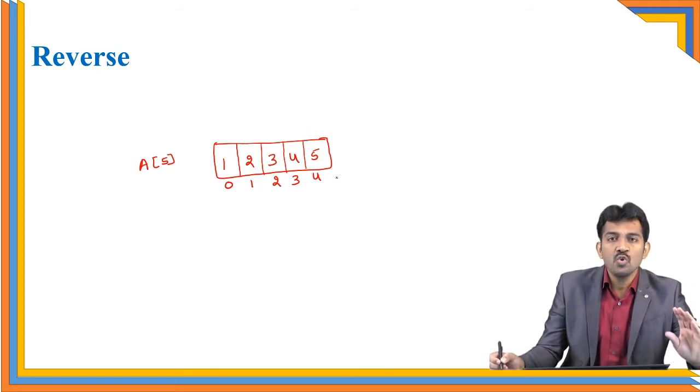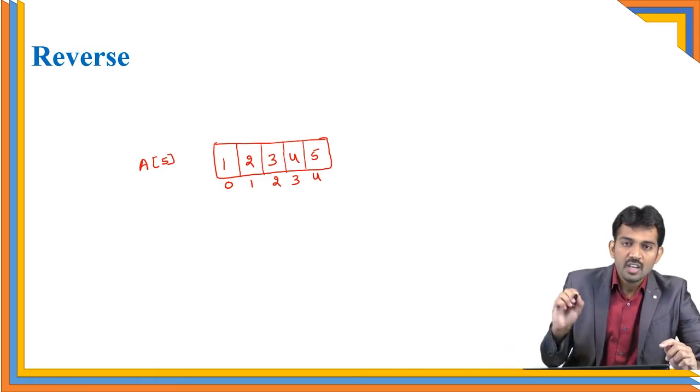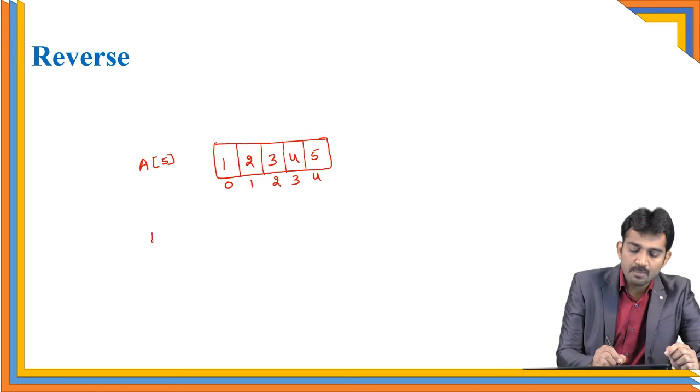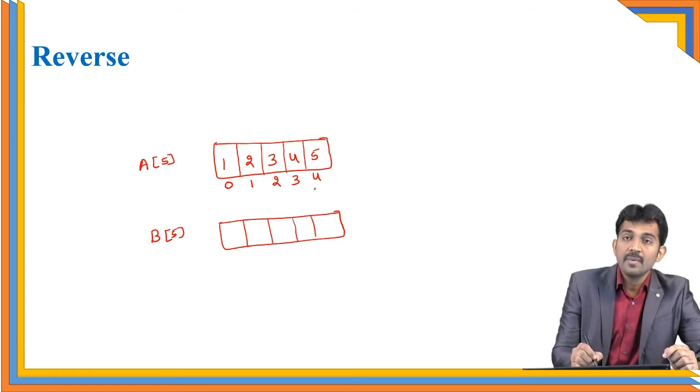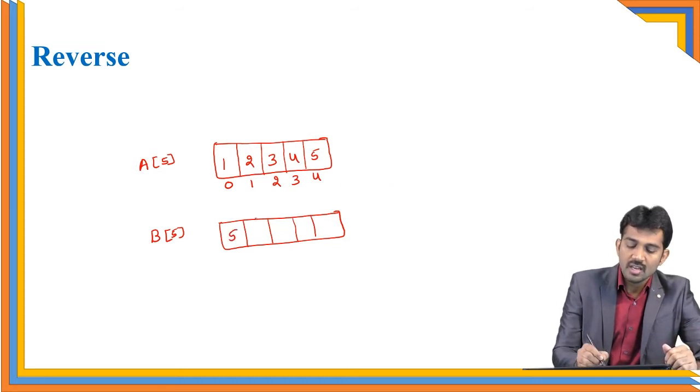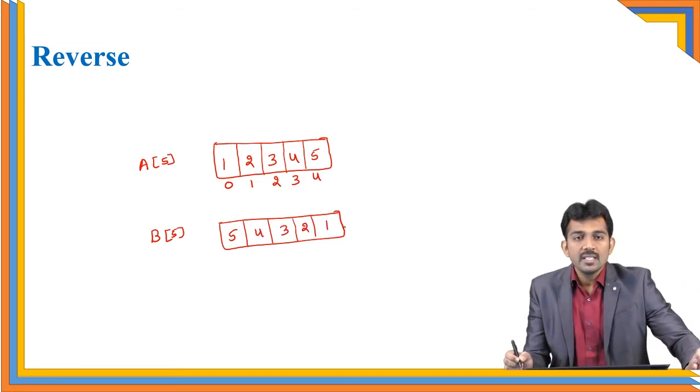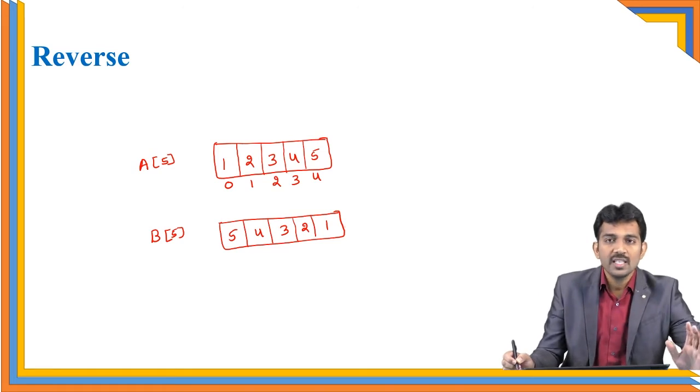They may ask in two ways: using an extra array or using the same array. The two things are there. Using an extra array is very, very simple. Take one more array of size 5. Map the same index with n minus 1, so the data is stored in reverse order. The fourth index comes to here, and 4, 3, 2, 1.